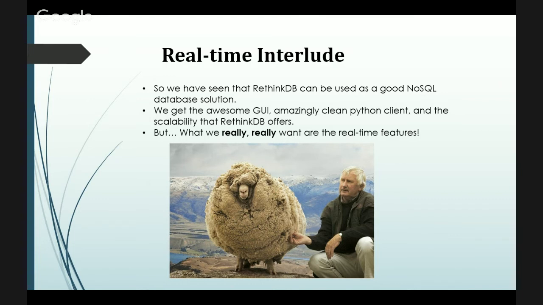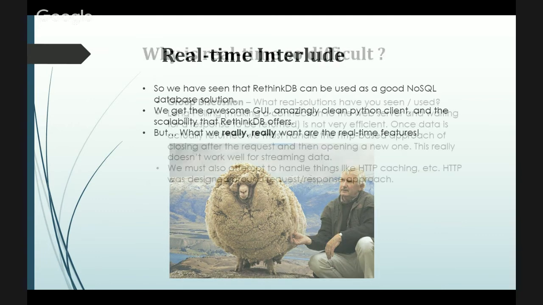Okay, so we've seen that RethinkDB can be used as a good NoSQL database solution. If you just want to use it in something like Flask on the web and you don't need any real time, it's a really good database to use. You might compare it to something like MongoDB in that case. We get the awesome GUI that they offer, amazingly clean Python client code, so it's very straightforward to do database operations, and then you get the scalability that they offer with their platform. But what we really want are the real-time features, right? That's why it is such an amazing database.